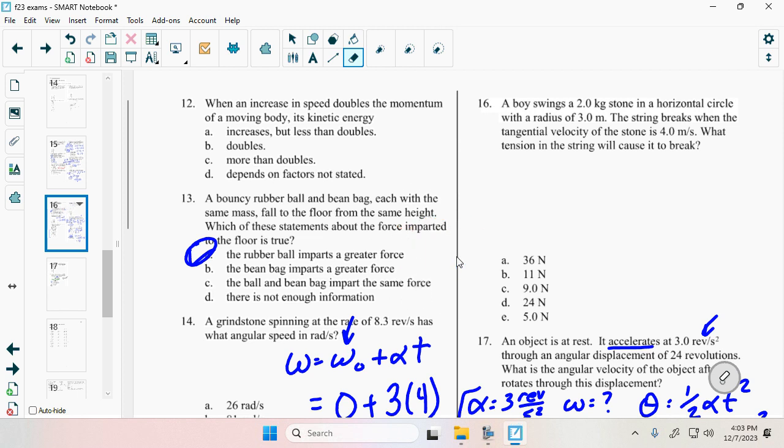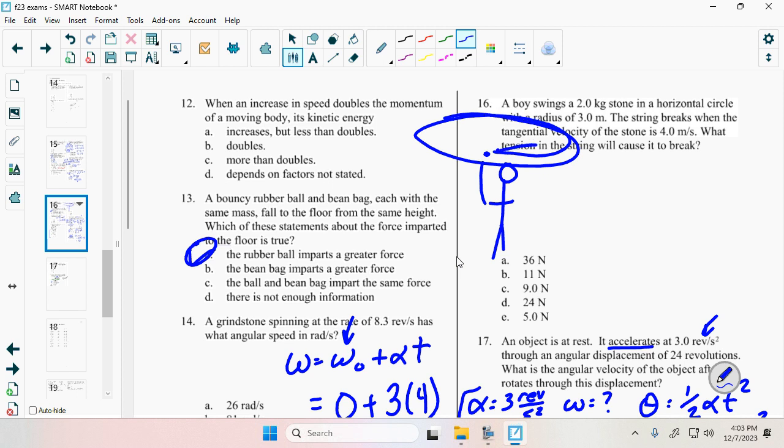So I have this boy that's swinging a 2-kilogram stone in a circle. There's my stone. And it says that the stone breaks when the tangential velocity is equal to 4 meters per second. What tension in the string causes it to break? The mass is 2 kilograms, and the radius is 3 meters.